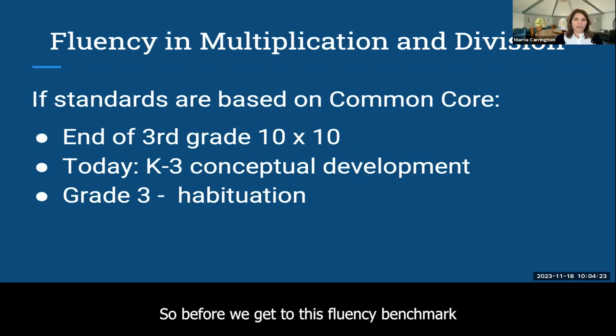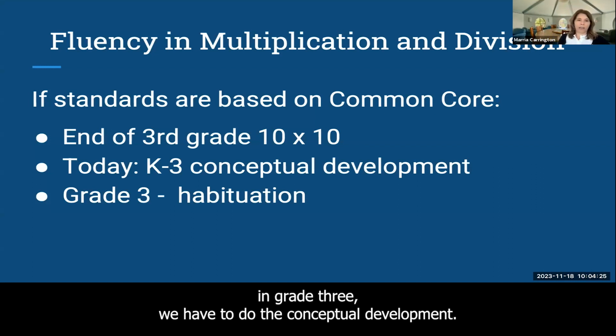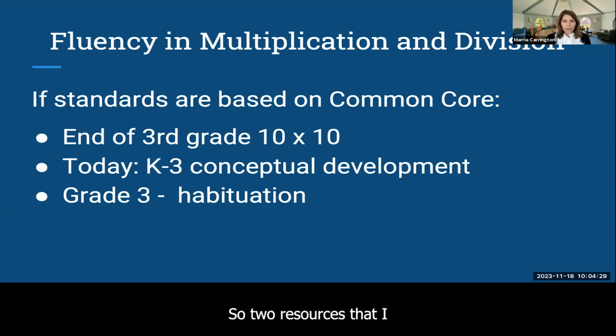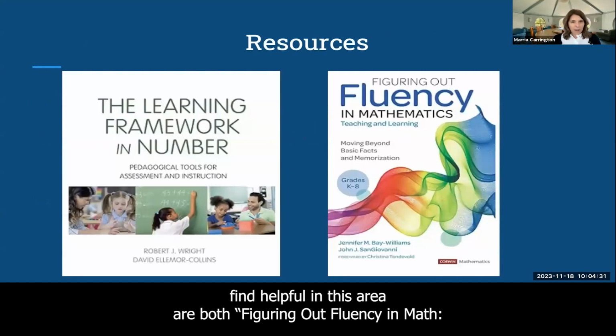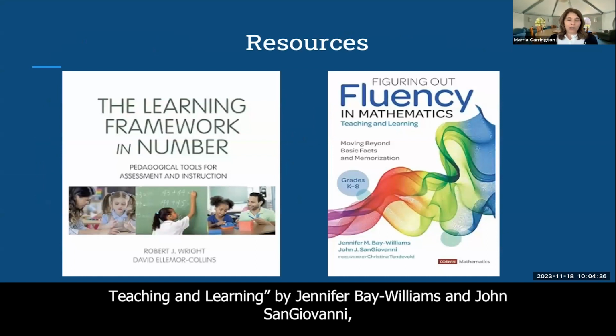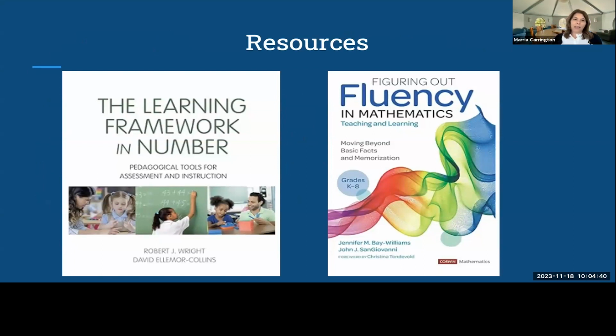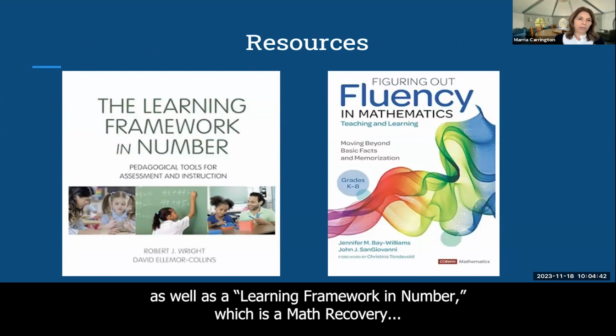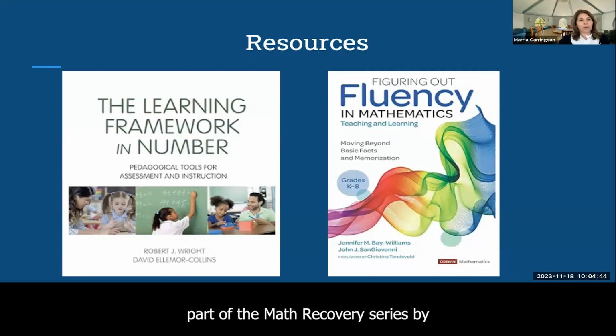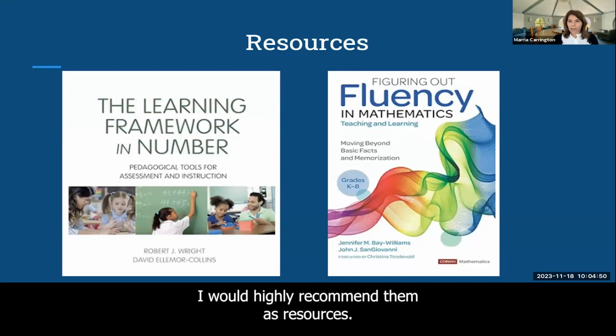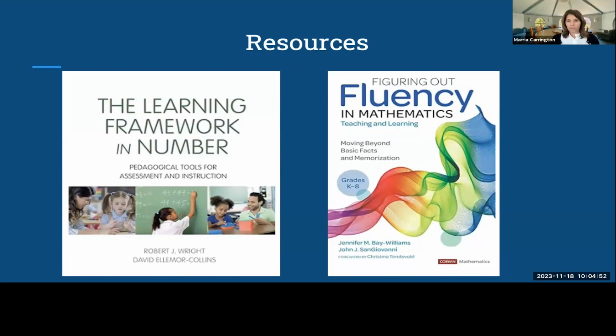So before we get to this fluency benchmark in grade 3, we have to do the conceptual development. So 2 resources that I find helpful in this area are both Figuring Out Fluency in Math, Teaching and Learning by Jennifer Bay Williams and John Sangiovanni, as well as the Learning Framework in Number, which is part of the math recovery series by Dr. Bob Wright and David Elmore Collins. If you're not familiar with each of these, I would highly recommend them as resources.